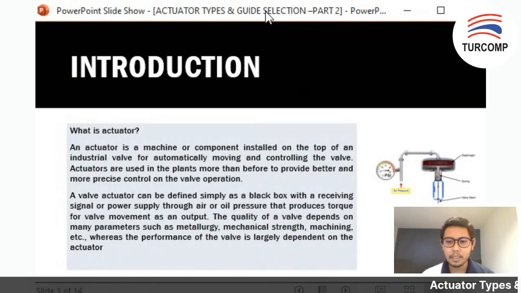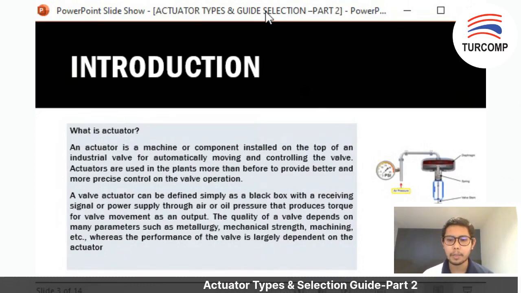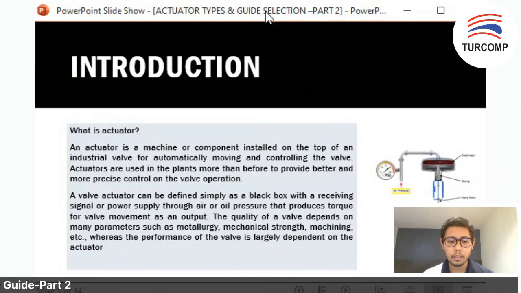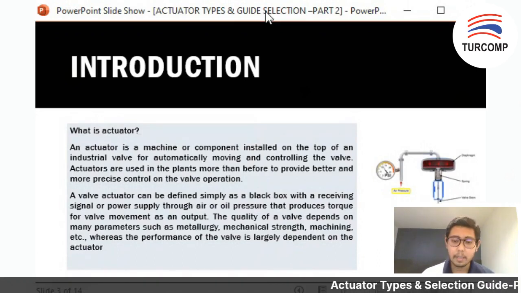Basically, the quality of the valve depends on many parameters such as the metallurgy, the mechanical strength, machining, and others. But the performance of the valve is largely dependent on the actuator.